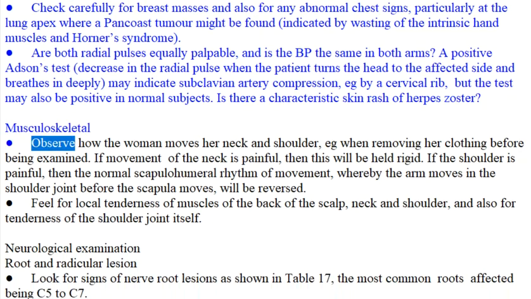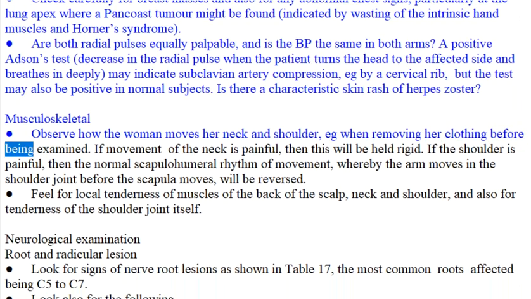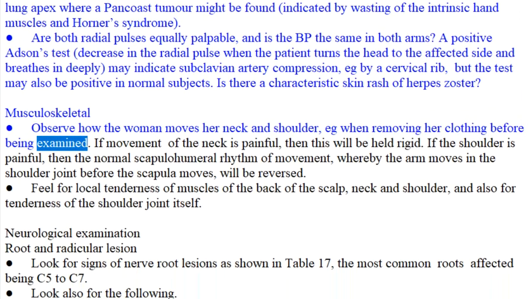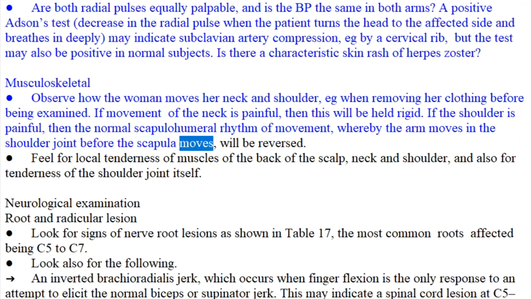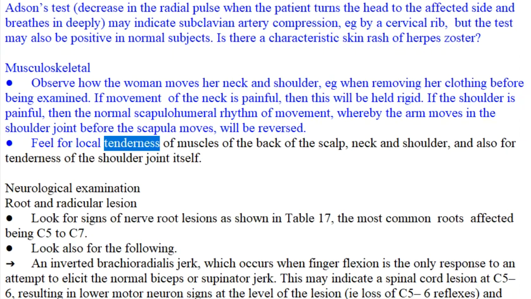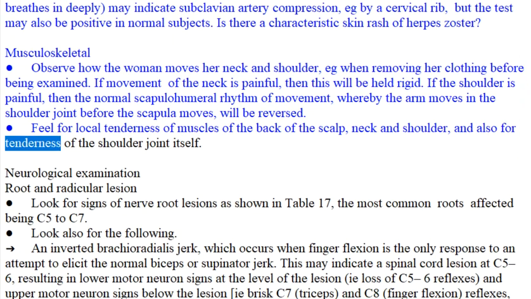Musculoskeletal. Observe how the woman moves her neck and shoulder, e.g. when removing her clothing before being examined. If movement of the neck is painful, then this will be held rigid. If the shoulder is painful, then the normal scapulohumeral rhythm of movement, whereby the arm moves in the shoulder joint before the scapula moves, will be reversed. Feel for local tenderness of muscles of the back of the scalp, neck, and shoulder, and also for tenderness of the shoulder joint itself.